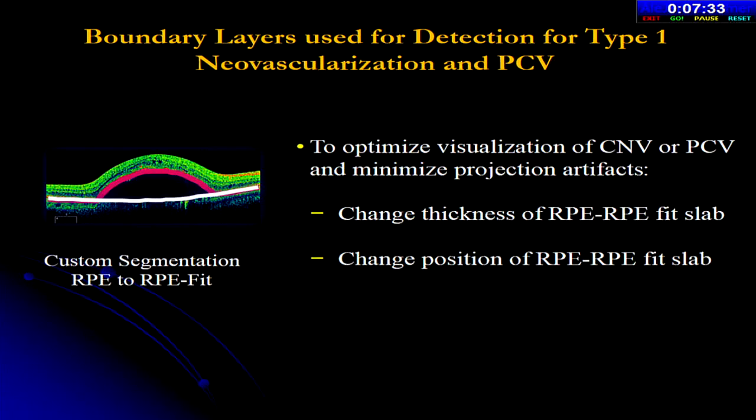So to optimize visualization of CNV or PCV and minimize projection artifacts, one can either change the thickness of the RPE fit slab, or can change the position of the RPE fit slab.